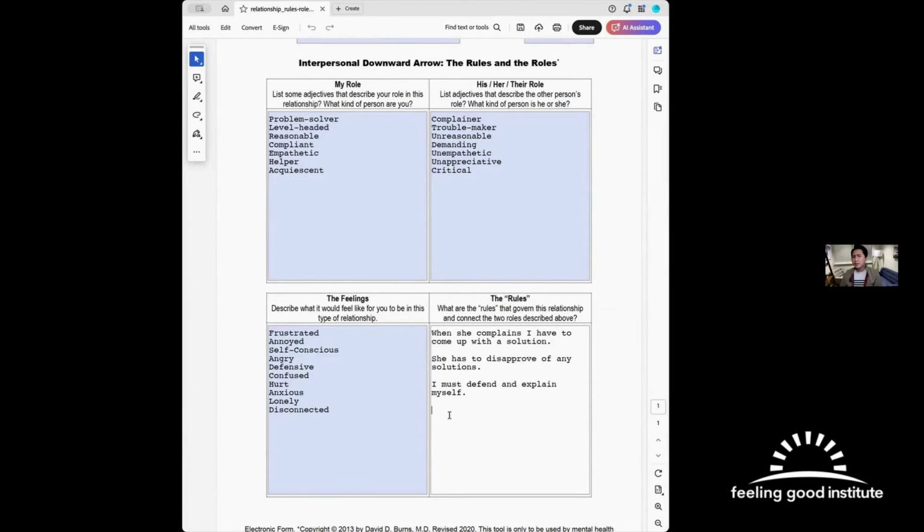Am I reading too much into it? That sounds very true. I don't really express my emotions. I'm just supposed to listen to hers. So I must not express my emotions, but I must listen to hers. Is that right? That's right.